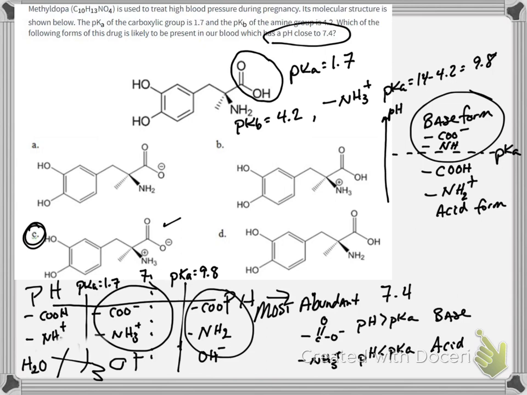Okay, and we can see some other answers appear. B is the case when pH is less than 1.7. Right, that's the neutral carboxylic group, but a charged nitrogen. And then option A is pH greater than 9.8, because that is the negatively charged oxygen in a neutral nitrogen state. So in this state, it doesn't happen.